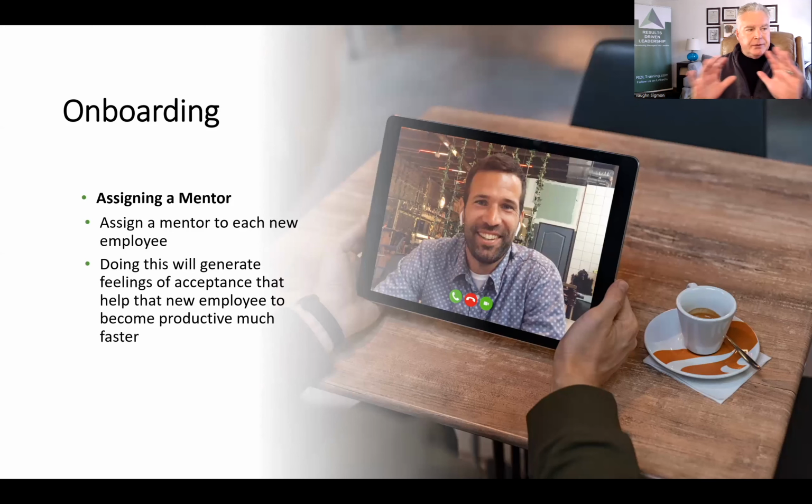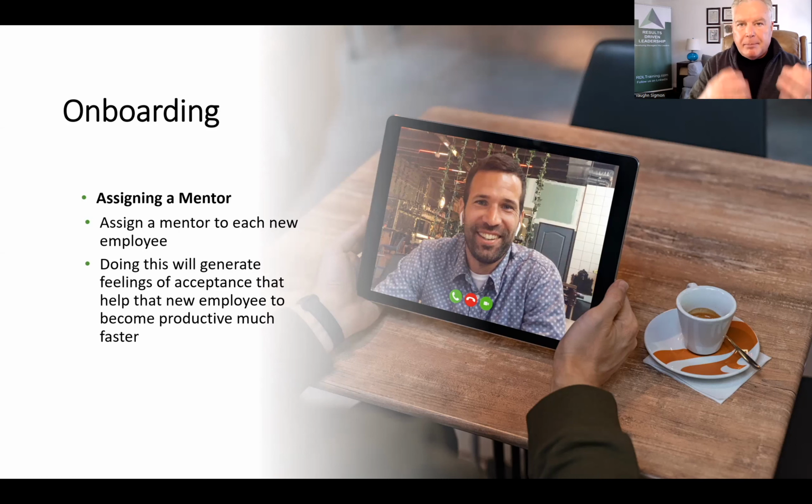Assigning a mentor. This is one of the elements of onboarding that a lot of companies haven't done in the past, and then they think about it and say, wow, that makes a lot of sense. Have one of your more senior people perform the duty of being a mentor for new employees. One, it's a great delegation process. It takes bringing this new person on board and getting them indoctrinated and trained off of you and gives it to somebody else. Plus, think about this.